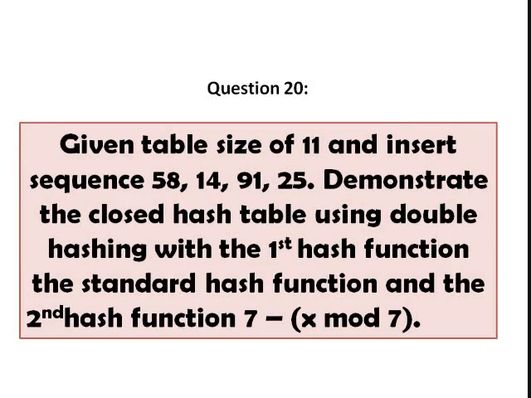Number 20. Given table size of 11 and insert sequence 58, 14, 91, and 25, demonstrate the closed hash table using double hashing with the first hash function, the standard hash function, and the second hash function, 7 minus x modulo 7.